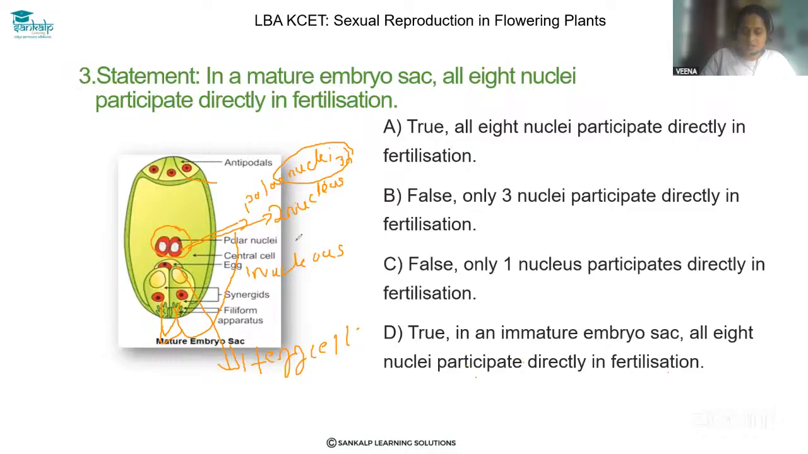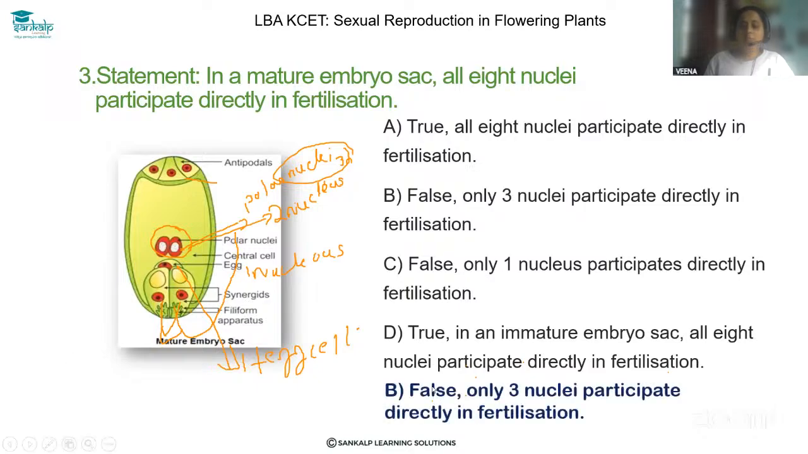Because of this, not all the nuclei participate in the fertilization. Only 3 nuclei, the one egg nucleus and two polar nuclei, participate in the fertilization. So the final correct answer is option B, false. Only 3 nuclei participate directly in the fertilization.